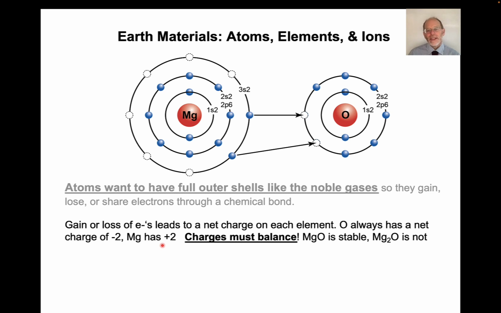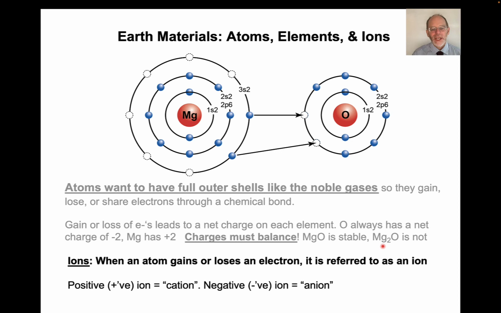The way that these ions combine is not random, and this is the key point. The charges have to balance. So if magnesium is +2 and oxygen is -2, the compound magnesium oxide is stable. Mg2O is not stable. 2 times +2 is +4, and -2 is still +2. And stable compounds cannot have a net charge, either positive or negative.